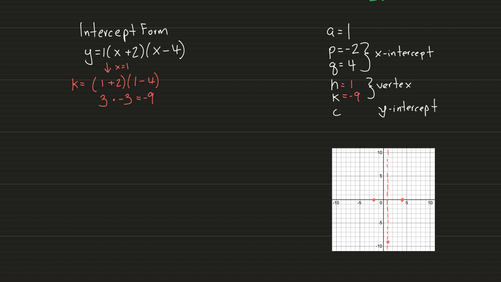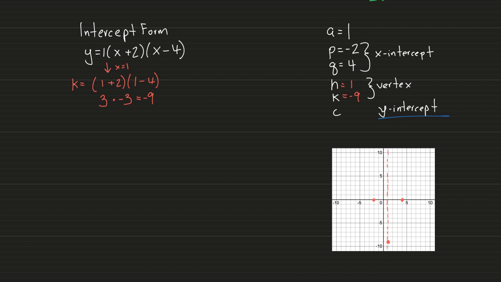We can throw the vertex, boom, right there. And already we have a pretty good visual on this. We're able to see that it would curve up, and we see our x-intercepts, we see our vertex. But what we do not have is our y-intercept. We don't have that yet. But of course, we can find it.